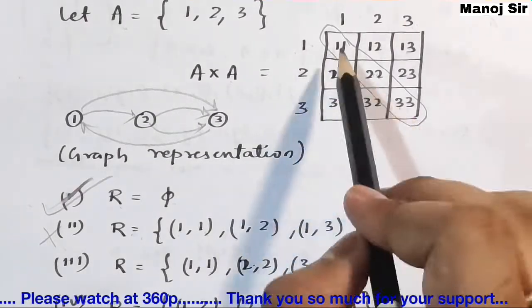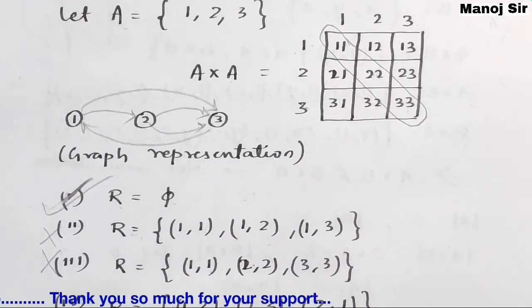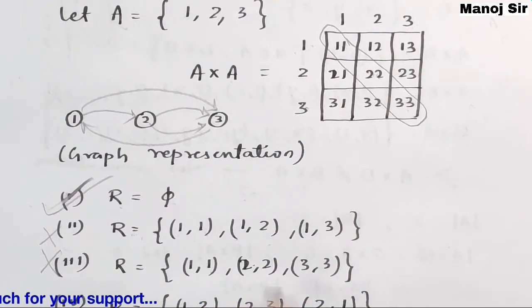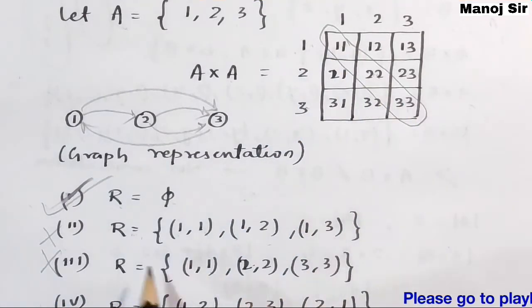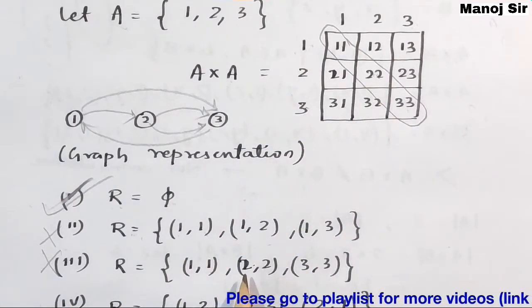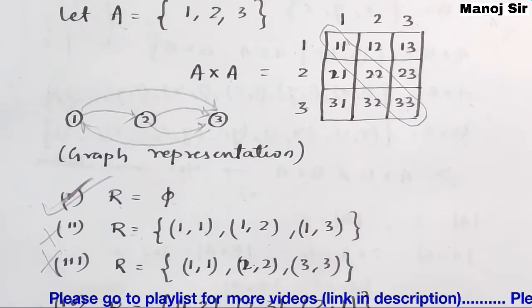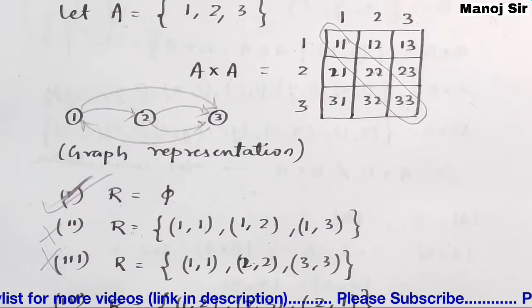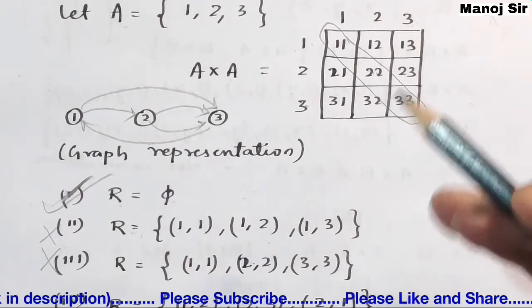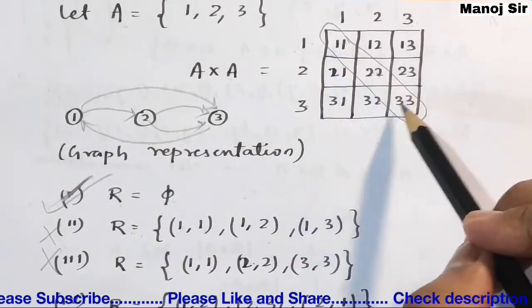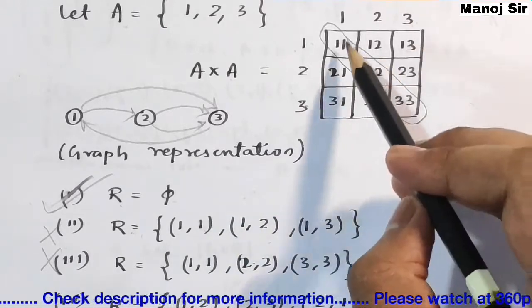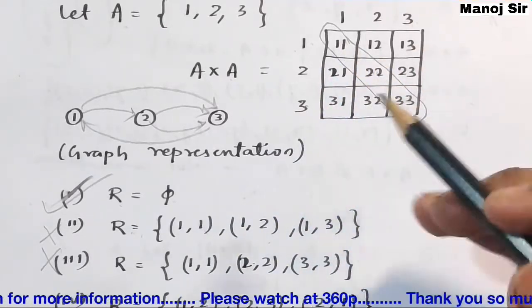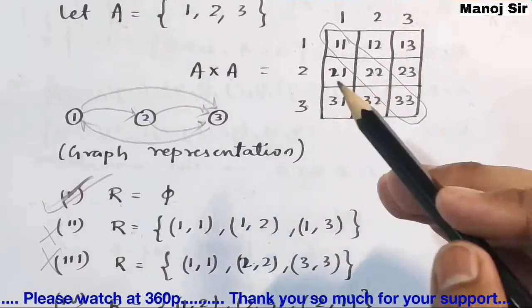It contains all the reflexive pairs, so this is also not my irreflexive relation. But since in this relation all the reflexive pairs are present, this is said to be my reflexive relation. In other words, if all the reflexive pairs are present, then that type of relation is known as reflexive relation. If none of these reflexive pairs is present, then that type of relation is known as irreflexive relation.